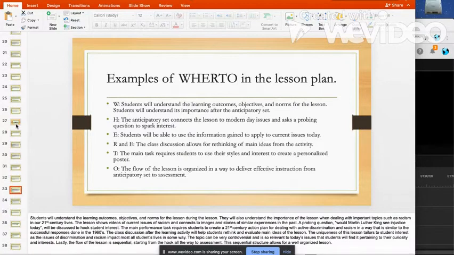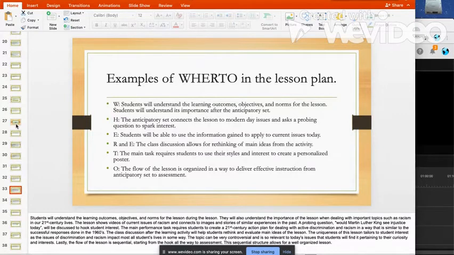Students will understand the learning outcomes, objectives, and norms for the lesson during the lesson. They will also understand the importance of the lesson when dealing with important topics such as racism in our 21st century lives. The lesson shows videos of current issues of racism and connects to images and stories of similar experiences in the past. A probing question, would Martin Luther King see injustice today, will be discussed to hook student interest.